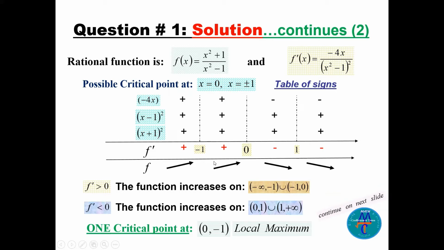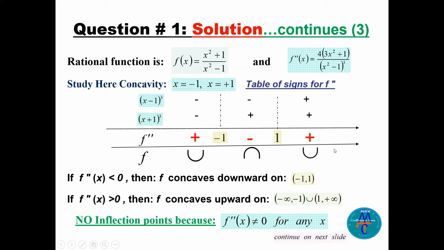F increases where? From minus infinity to minus 1, union minus 1 to 0. Now, why can we not make it minus infinity to 0? Maybe you can think to make minus infinity to 0 one interval. You cannot do that because at minus 1, the function is not defined. There is a discontinuity at minus 1, so there are two pieces in the graph here. And the function increases from 0 to 1, union 1 to infinity. Now let's study here f double prime.